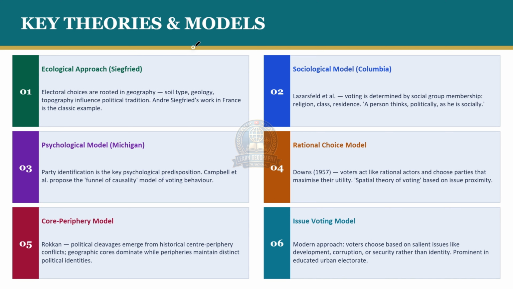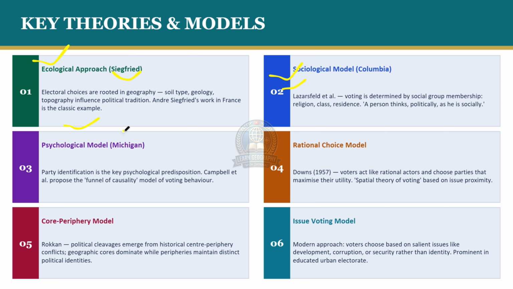Now our key theories and models. Ecological approach: electoral choices are rooted in geography; soil type, geology, and topography influence political tradition, and Siegfried's work in France is the classic example. Sociological model, Columbia, Lazarsfeld et al.: voting is determined by social group membership, religion, caste, class, residence. A person thinks politically as he is socially.